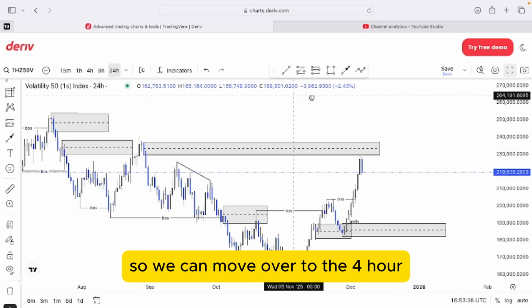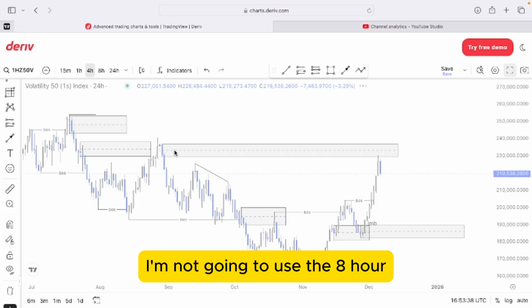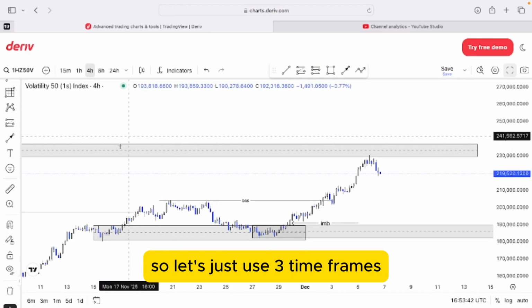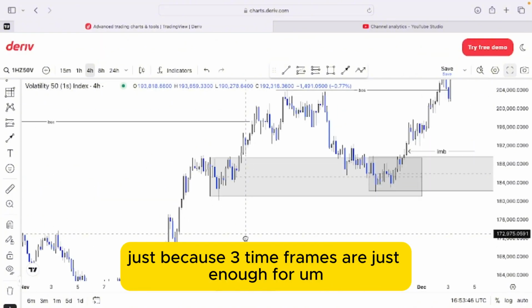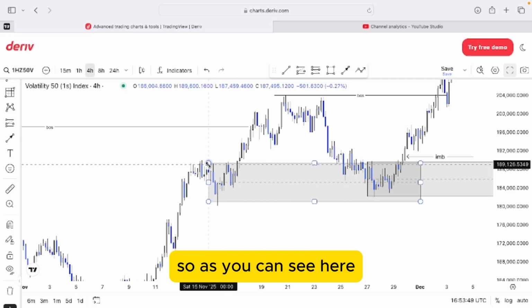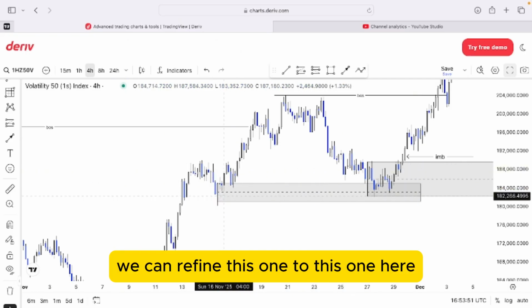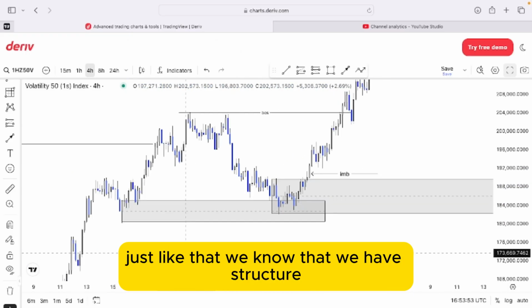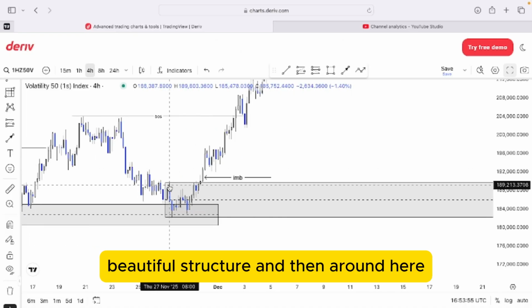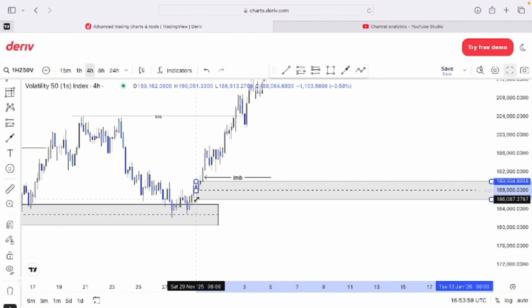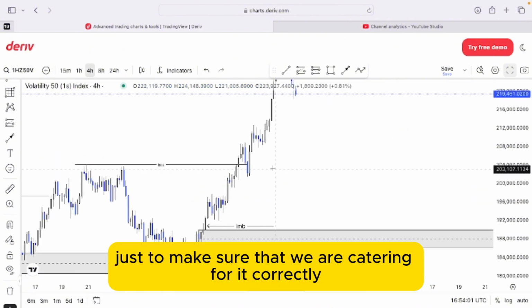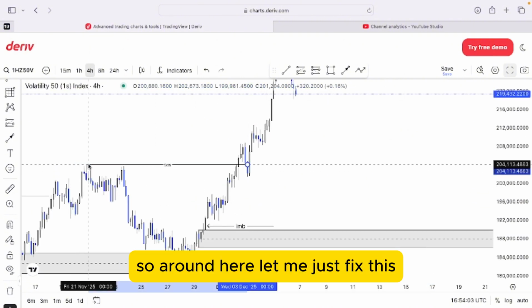So we can move over to the 4-hour. I'm not going to use the 8 hour just because it's a bit complicated. So let's just use 3 time frames, just because 3 time frames are just enough for analysis. So as you can see here, we can refine this one to this one here. Just like that, we know that we have structure, beautiful structure. And then around here, we can refine this area to this one here, just to make sure that we are catering for it correctly. So around here, let me just fix this.